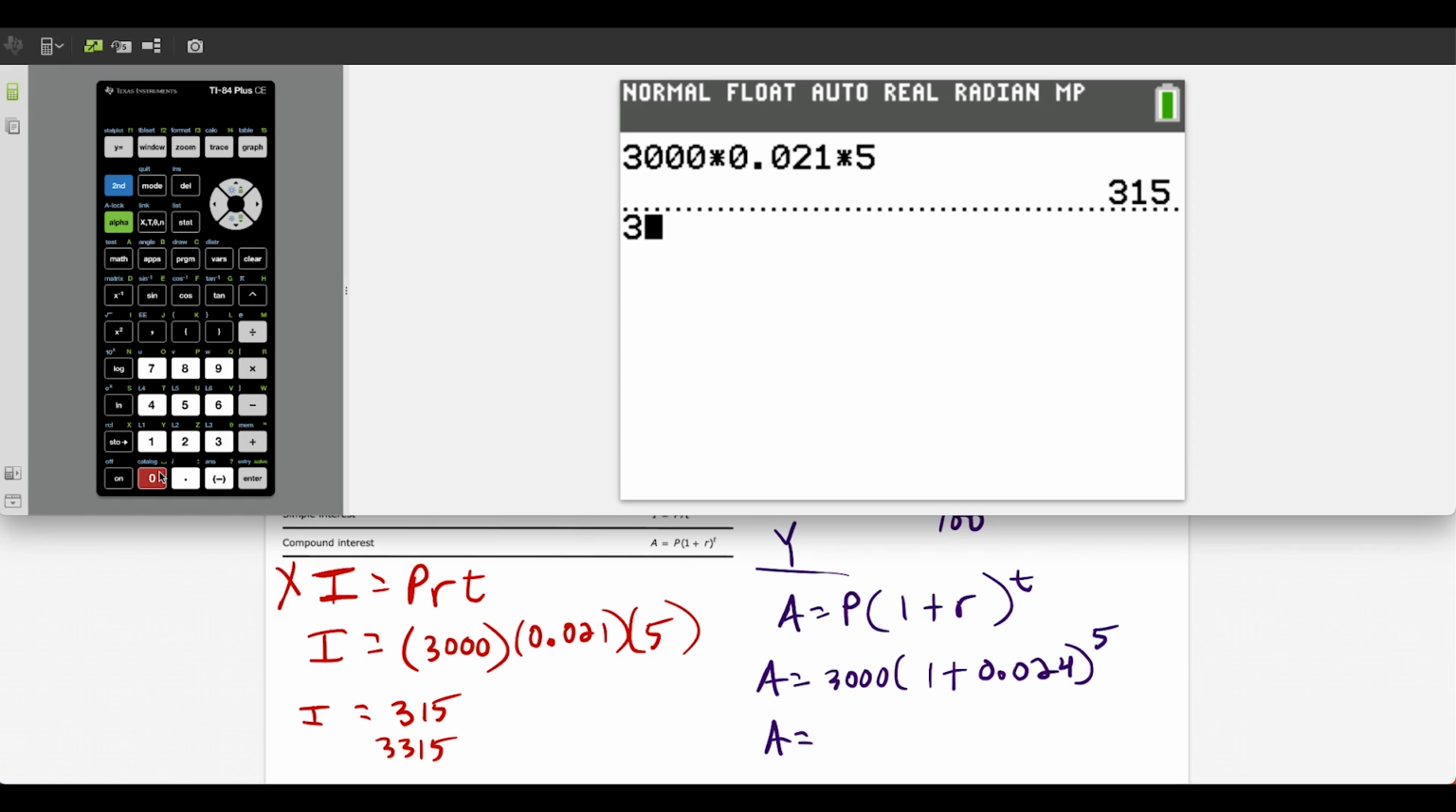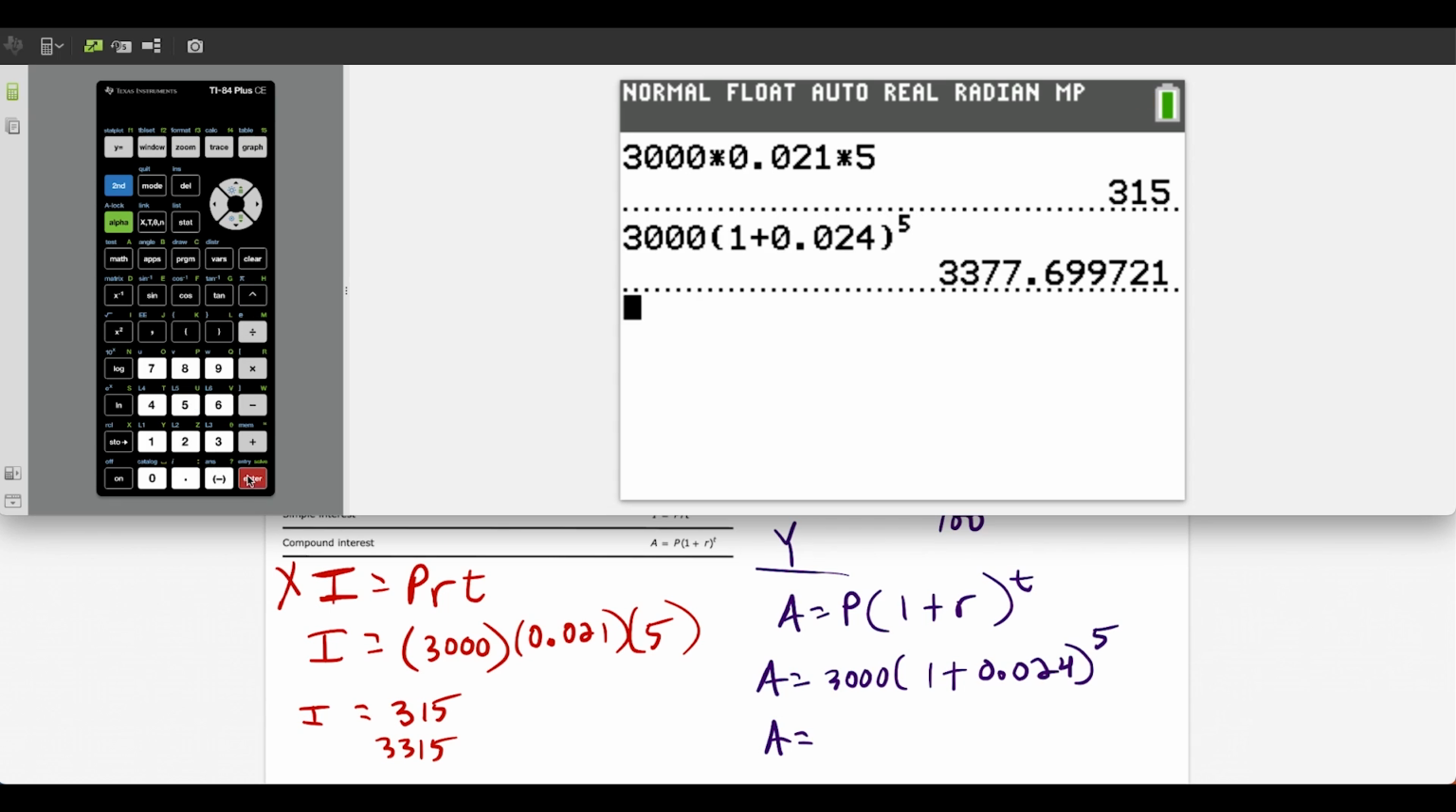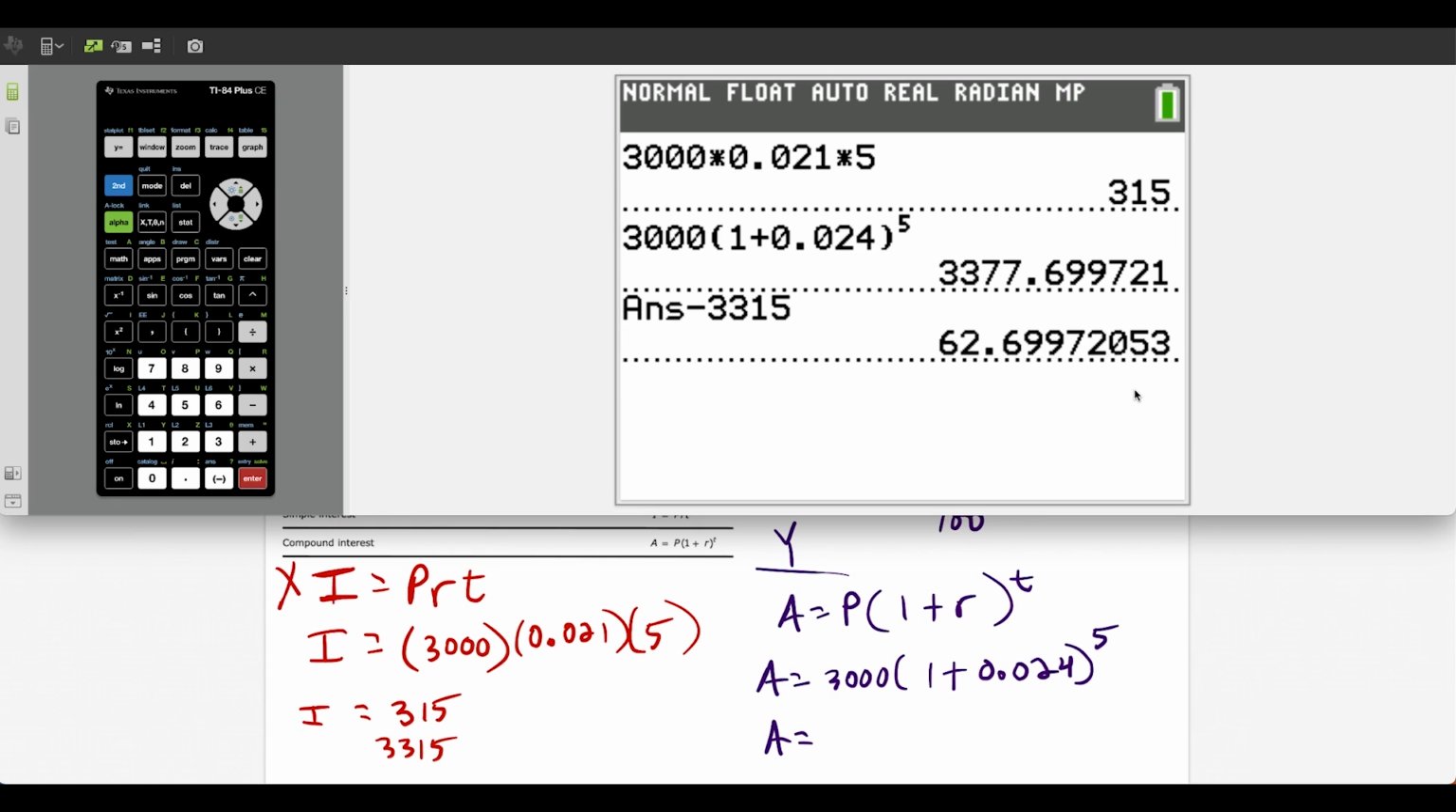So we have 3,000, and if we have a calculator like this, we can just throw a parenthesis and type everything we see as is, and we have 0.024, close the parenthesis, and we're going to the power 5 like this. So once we press enter here, notice what we have. This is the amount, which is definitely greater than account X. Right away we could see that. And if we want to see what's the difference, because we're going to have to calculate this eventually, we could just subtract 3,315 to see how much more money we make with account Y, and it's going to be $62.70 better for us.